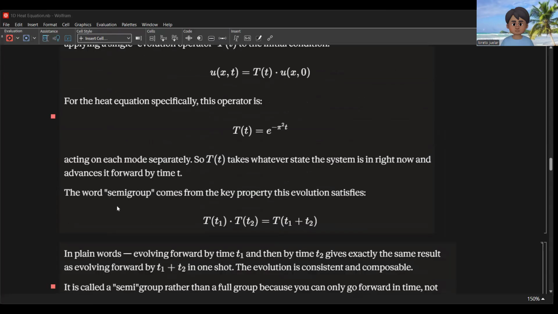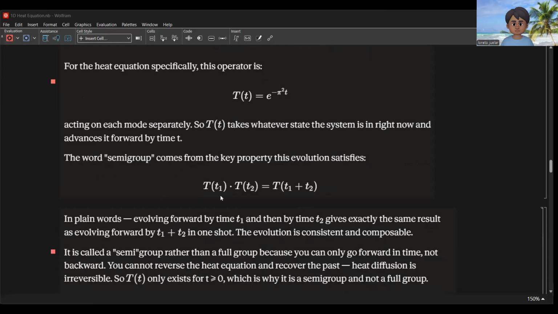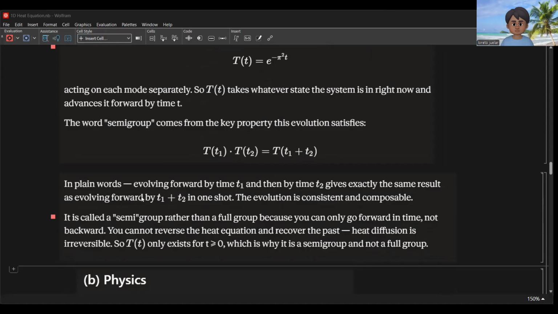The word semi-group comes from the key property. This evolution satisfies T of t1 composed with T of t2 is equal to T of the sum of t1 and t2. So in plain words, evolving forward by time t1 and then by time t2 gives exactly the same result as evolving forward by time t1 plus t2 in one shot. So this evolution is consistent and composable.